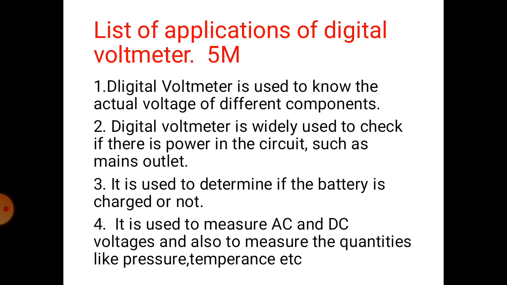Next question is list the applications of digital voltmeter. This question can be asked for 5 marks. The first application is the digital voltmeter is used to know the actual voltage of different components. Second, digital voltmeter is widely used to check if there is power in the circuit, such as a main outlet. Third, it is used to determine if the battery is charged or not. And fourth, it is used to measure AC and DC voltages and also quantities like pressure, temperature, etc.